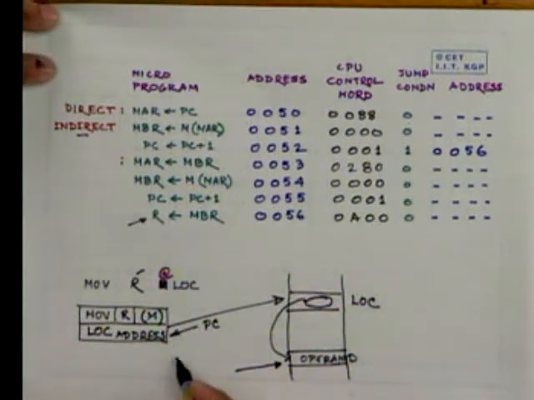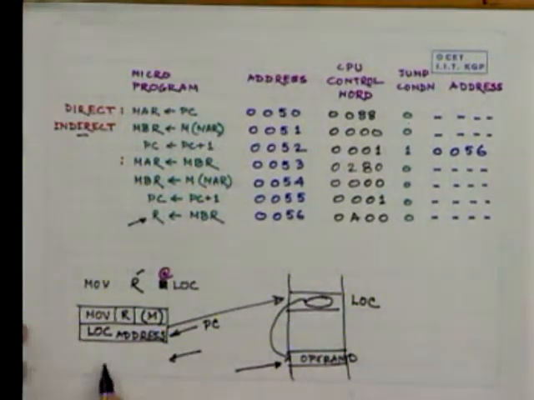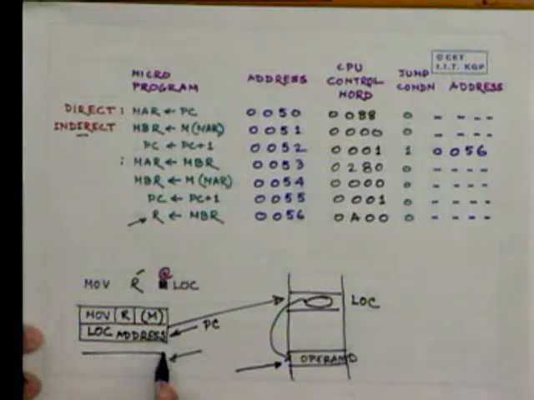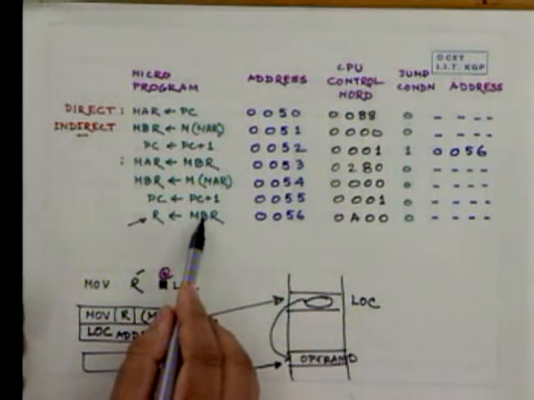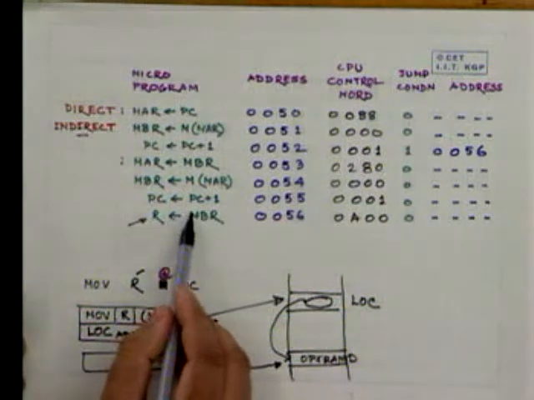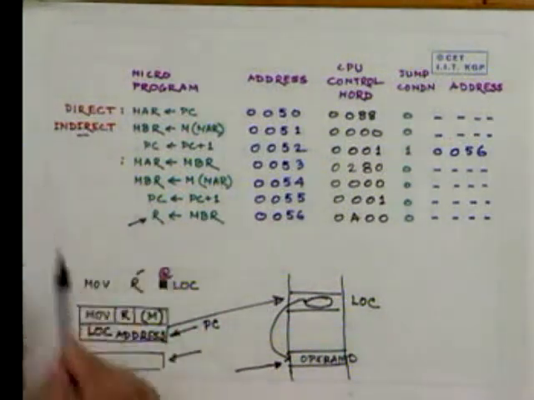The program counter should be incremented once more, so that it now points to the next instruction, that is, the one next to this move instruction. And the content of the memory buffer register should go to the register. That is my indirect addressing.